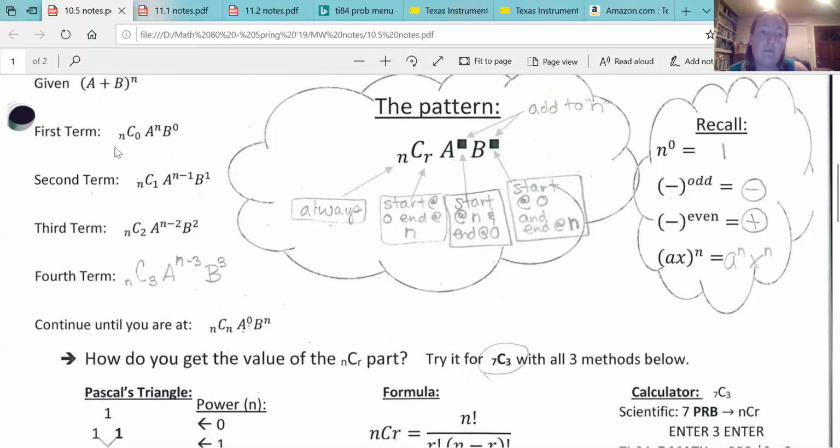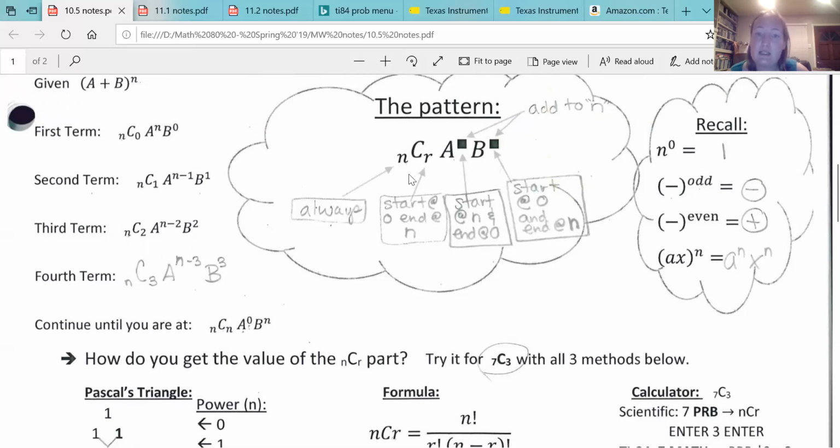So nCr: the number of items you have to choose from, and you're finding the combinations of those made up of this many. For example, if you are trying to figure out how many combinations of pizza can you make if you have 7 toppings to choose from and you want 3. So it'd be 7 choose 3, or 7 combinations of 3 items. So that will get you your coefficient.